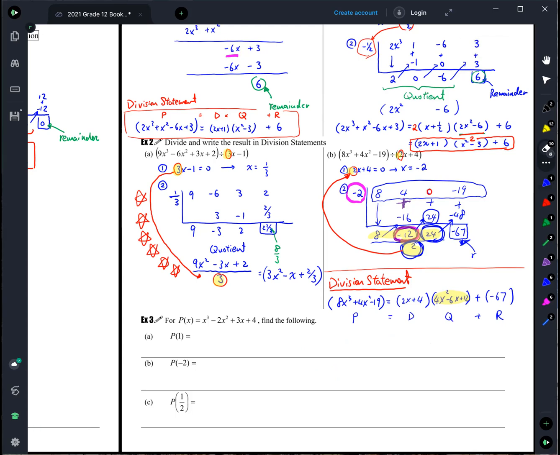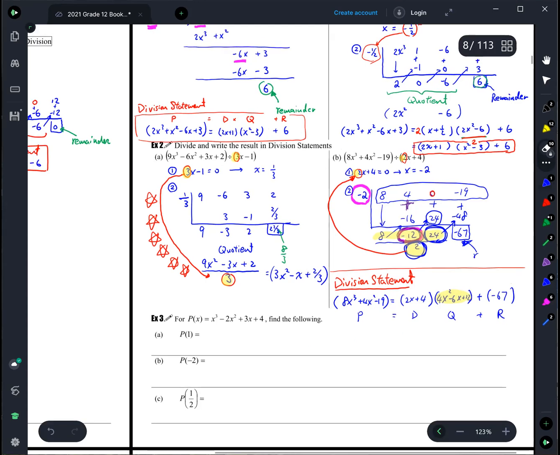Okay, so next part. If you finish writing down everything, we'll look at question 3. Question 3 has nothing to do with dividing. This one is just saying that if you have P of x, which means it's a function, we use P to stand for polynomial, or we also use it as our dividend, or anything that has x's. So P bracket 1 means P of 1. It's not P times 1.